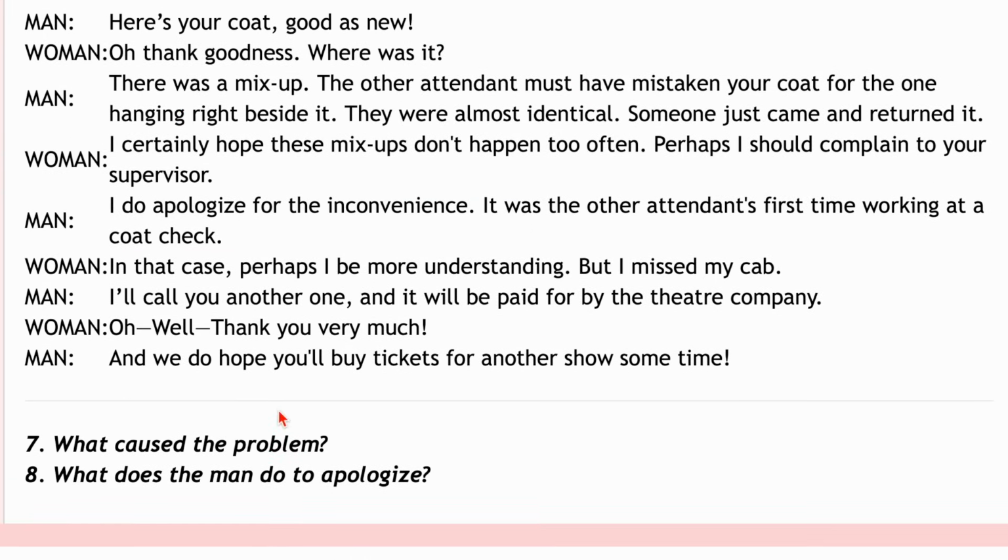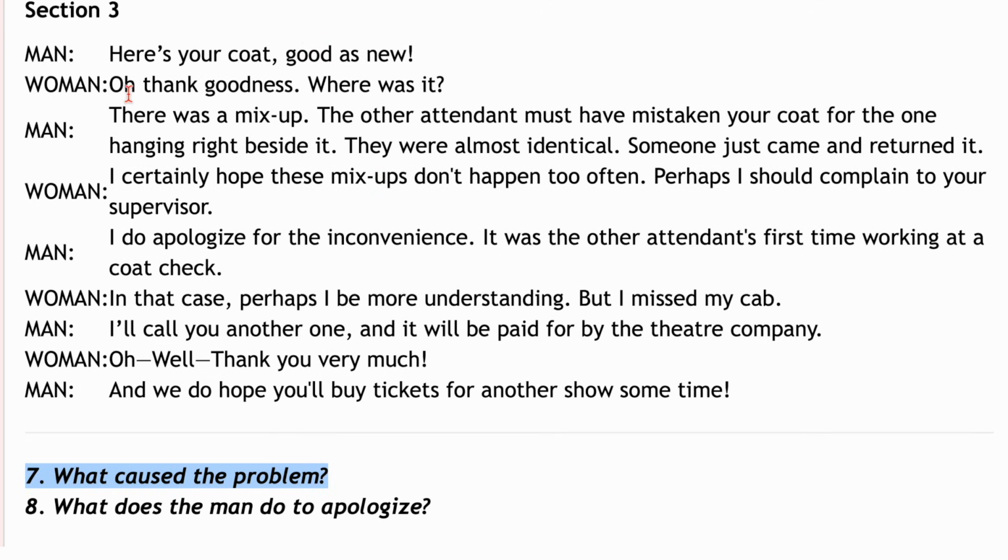And number 7, what caused the problem? Here's your coat, good as new. Oh, thank goodness. Where was it? There was a mix-up. So like we said, there was some confusion. They mixed it somehow. The other attendant must have mistaken your coat for the one hanging right beside it. So must have mistaken. So maybe they did that. Okay, we're not sure. They were almost identical. Okay.